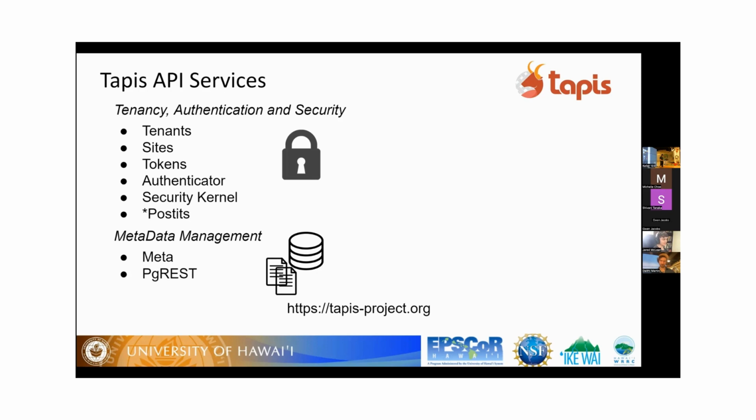There's metadata management. These are the backend databases that it uses. There's the metadata API, which uses a Mongo database, a NoSQL database, for managing a lot of metadata resources. For example, if you deploy a job, you can use it to get information about how the job ran. A lot of that is stored in the metadata service. It also has PgREST, which is a Postgres service that stores JSON documents. That's a more traditional SQL database.